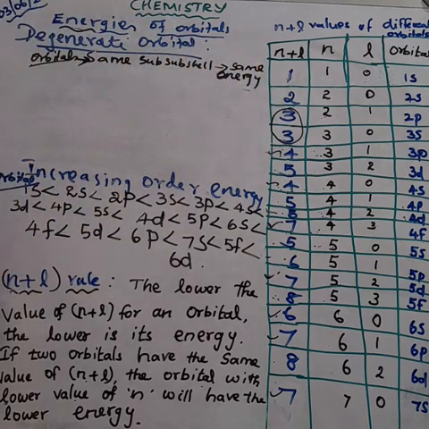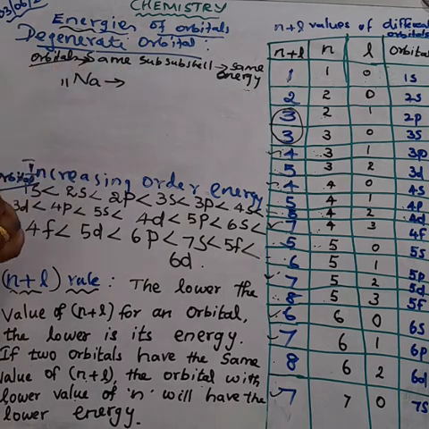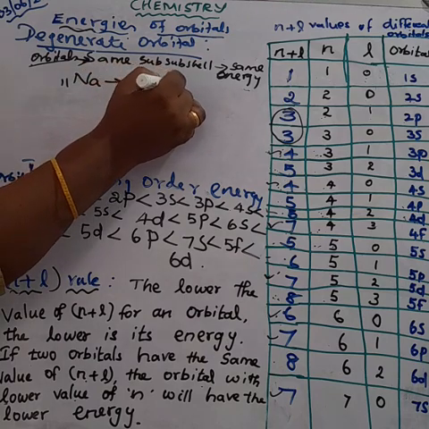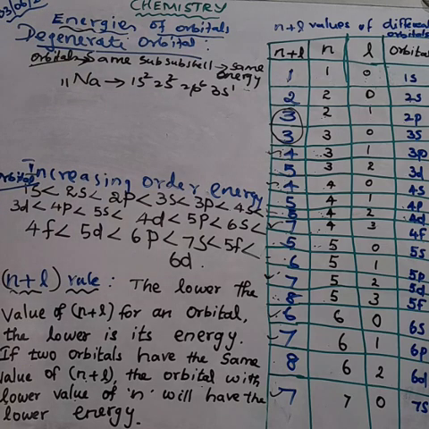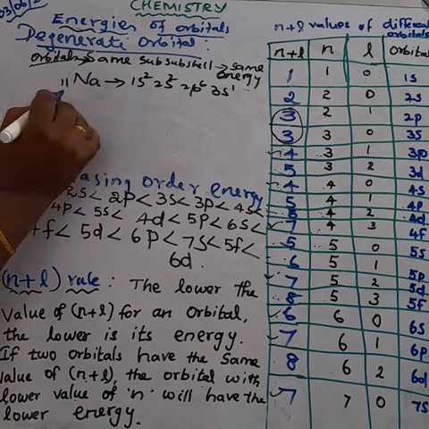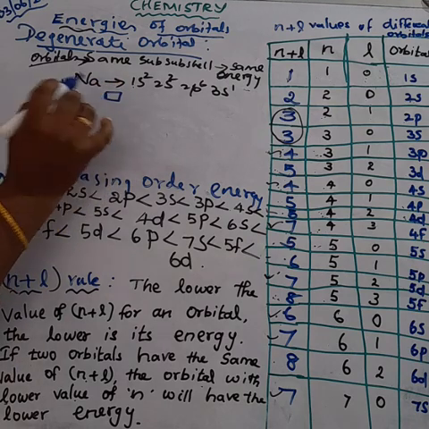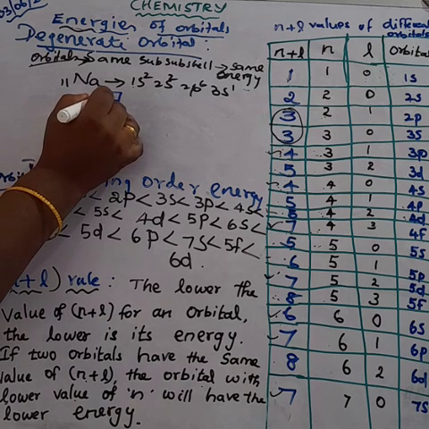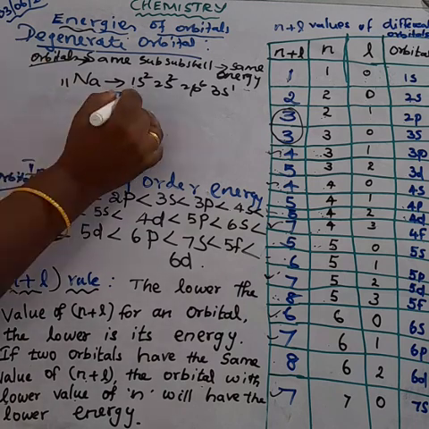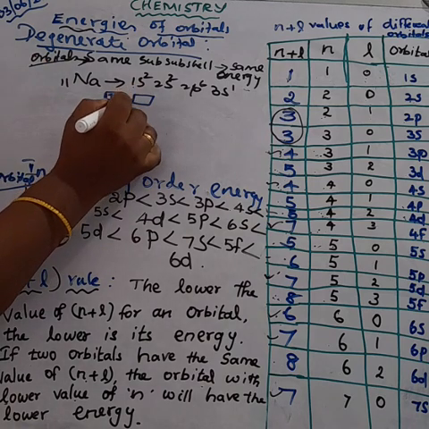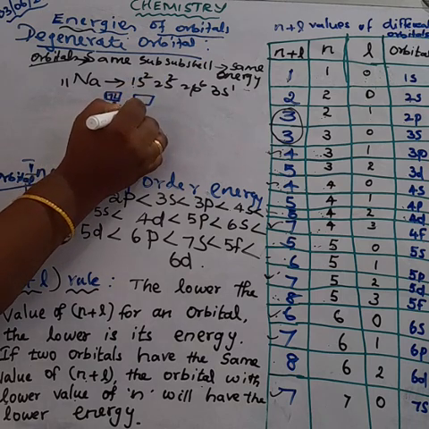For example, we can take sodium. Sodium has atomic number 11. So what is the electronic configuration? 1s2, 2s2, 2p6 and 3s1. Let us write the electronic configuration. 1s2: first shell, s orbital, only one orientation. So how many electrons? Two electrons. We can write here one is clockwise and the other is anti-clockwise. And the second, 2s2, how many orientations? Only one. The s orbital has only one orientation, so one electron is clockwise and the other is anti-clockwise.